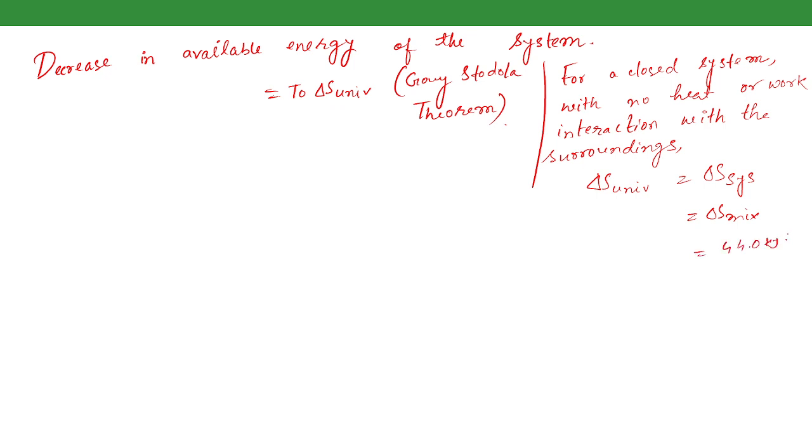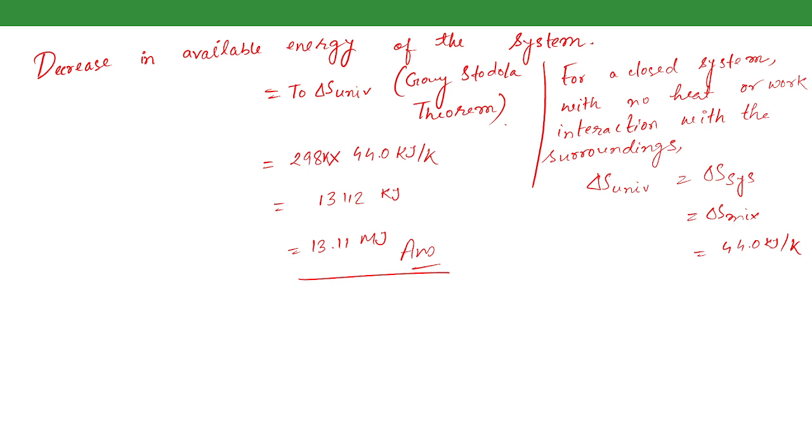So that will be equal to delta S of the mixture, and that we have found out to be 44.0 kilojoule per Kelvin. Okay, so this one is 298. The ambient temperature was given as 25 degrees Celsius, that is 298 Kelvin. So 298 multiplied by 44.0 kilojoule per Kelvin. Okay, so it will come out to be 13112 kilojoule, or 13.11 megajoule.